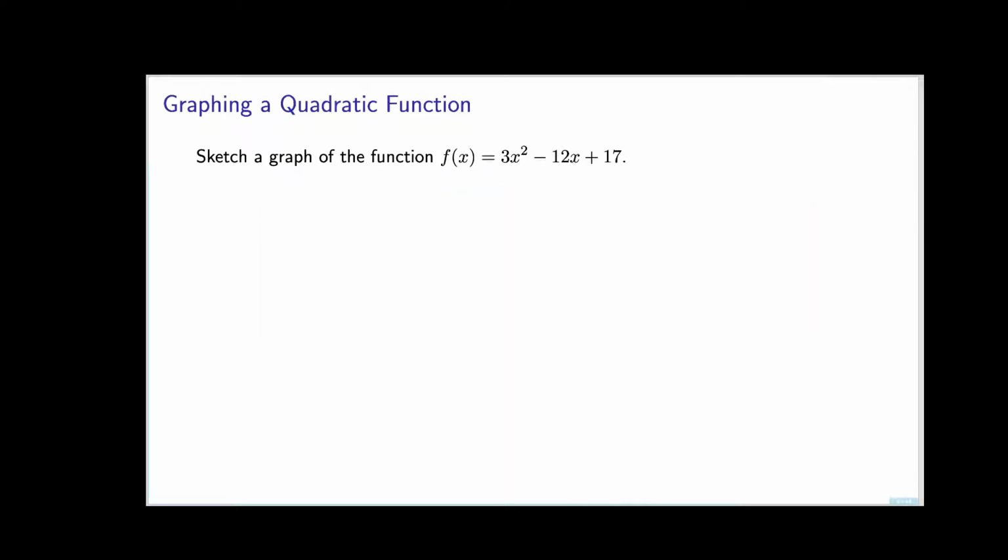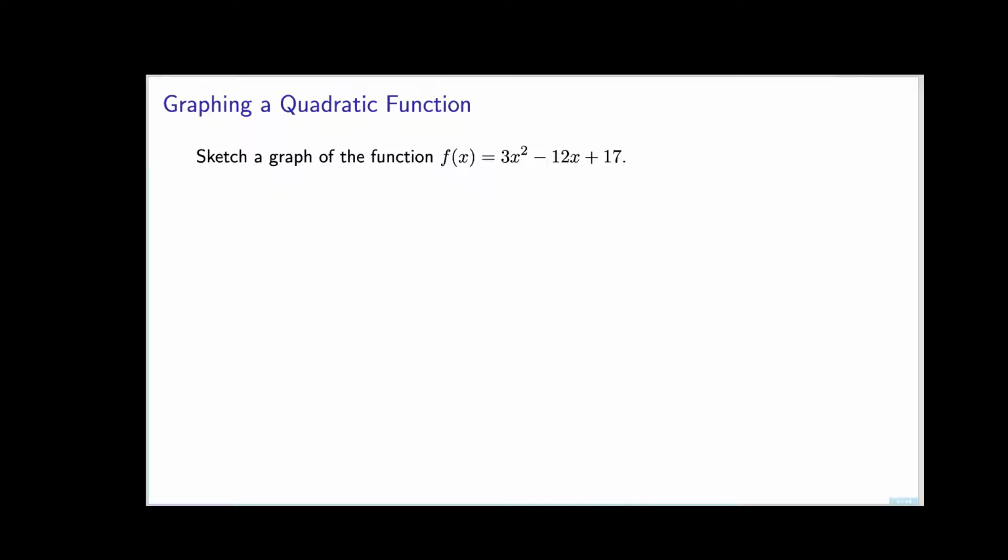We're going to start with a quadratic function, as this is one of the most common functions that you'll encounter as you move forward in calculus. Here we're asked to sketch a graph of the function f of x equals 3x squared minus 12x plus 17. We're going to do this by completing the square to find the vertex of our parabola.